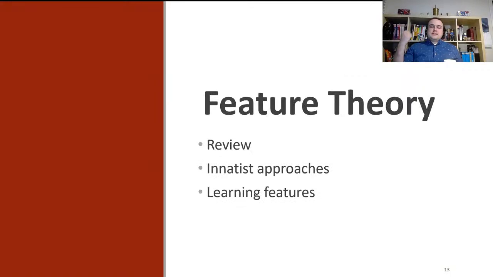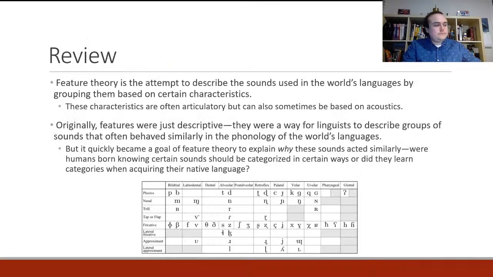All right, so the last part of these slides is going to be about feature theory. Again, let's start off with a little bit of a review. Feature theory is the attempt to describe the sounds used in the world's languages by grouping them based on certain characteristics. And these characteristics are often articulatory. Sometimes they also are based on acoustics, though.